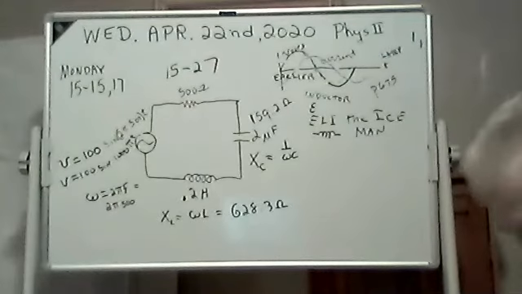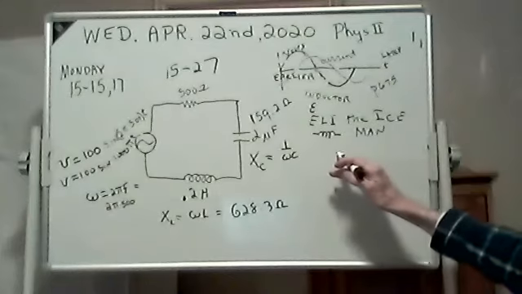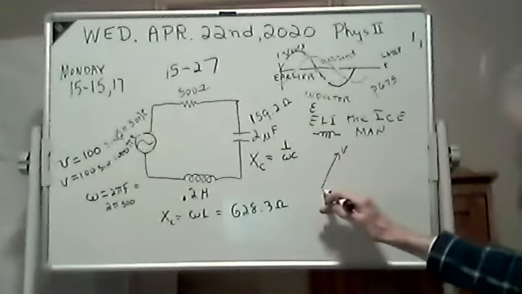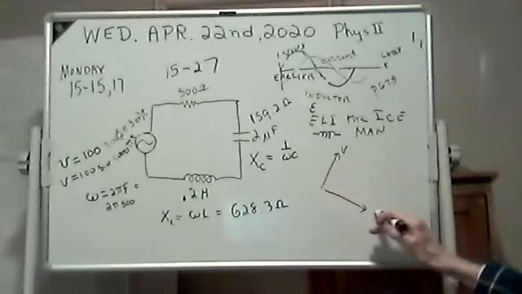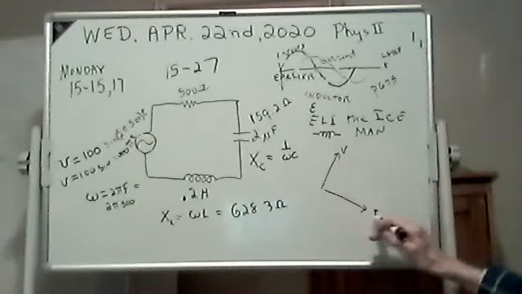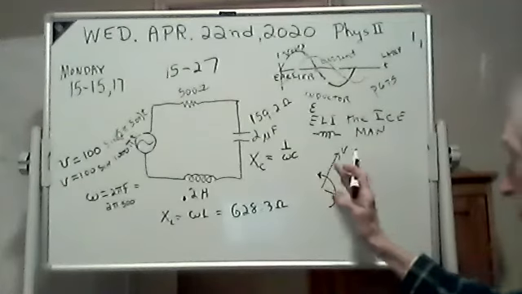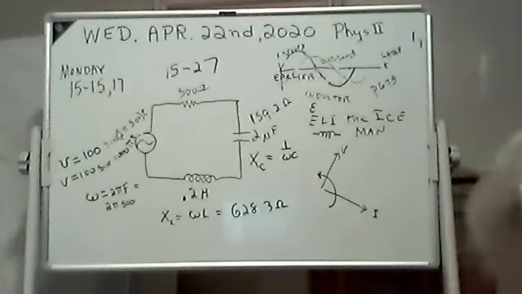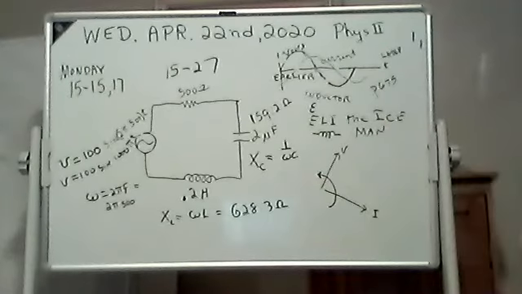If the voltage leads the inductor, they draw the phasor like this. They have the voltage here, and they have the current here. And these phasors are spinning around, but see, the voltage is always out ahead of the current by 90 degrees.